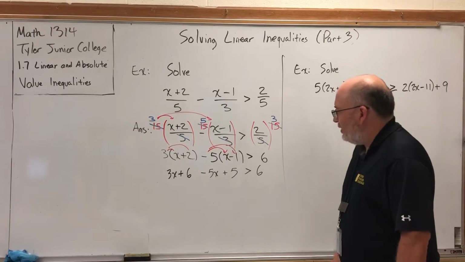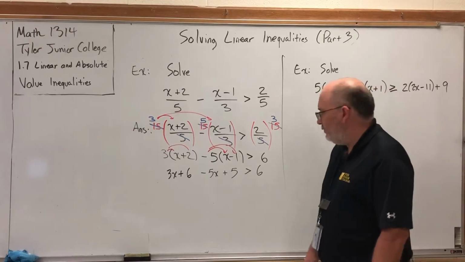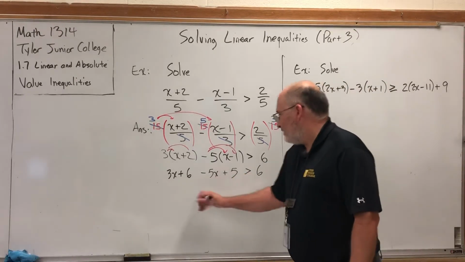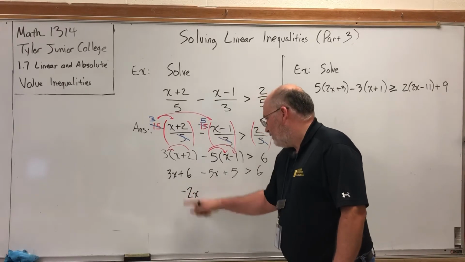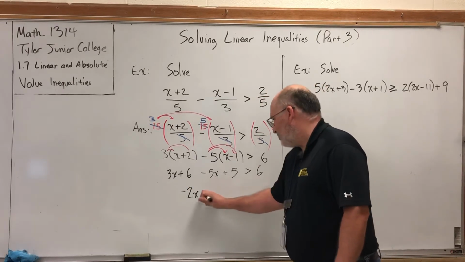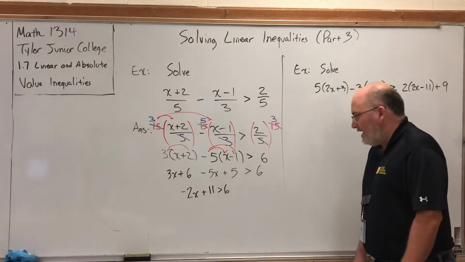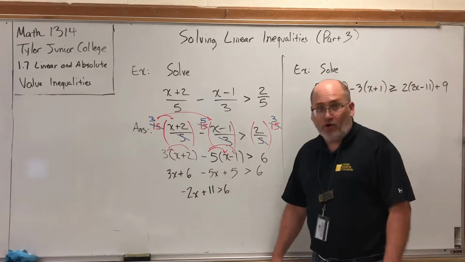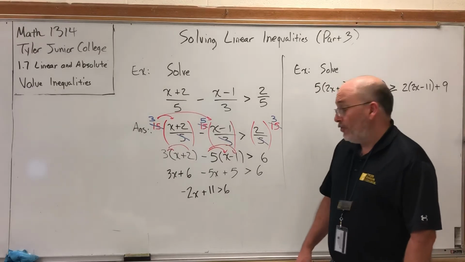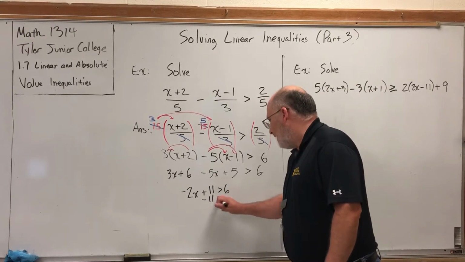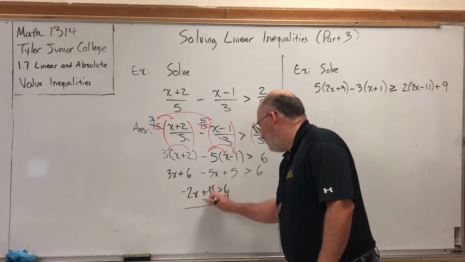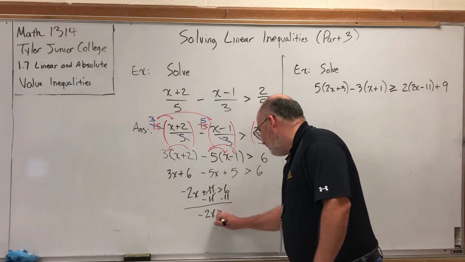Now that we've distributed, we have plenty of like terms we can gather. 3x minus 5x is negative 2x. Plus 6 and plus 5 is plus 11, greater than 6. And now we've got it down to a pretty simple form. We can just finish isolating the remaining x. Subtract 11 from both sides. We get negative 2x is greater than negative 5.